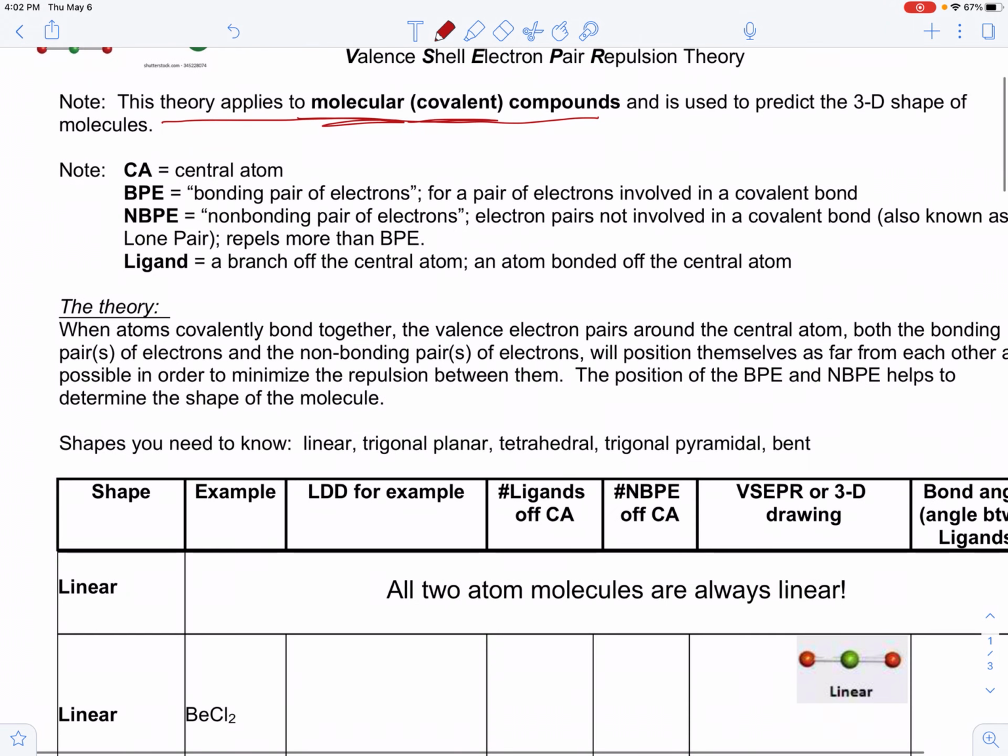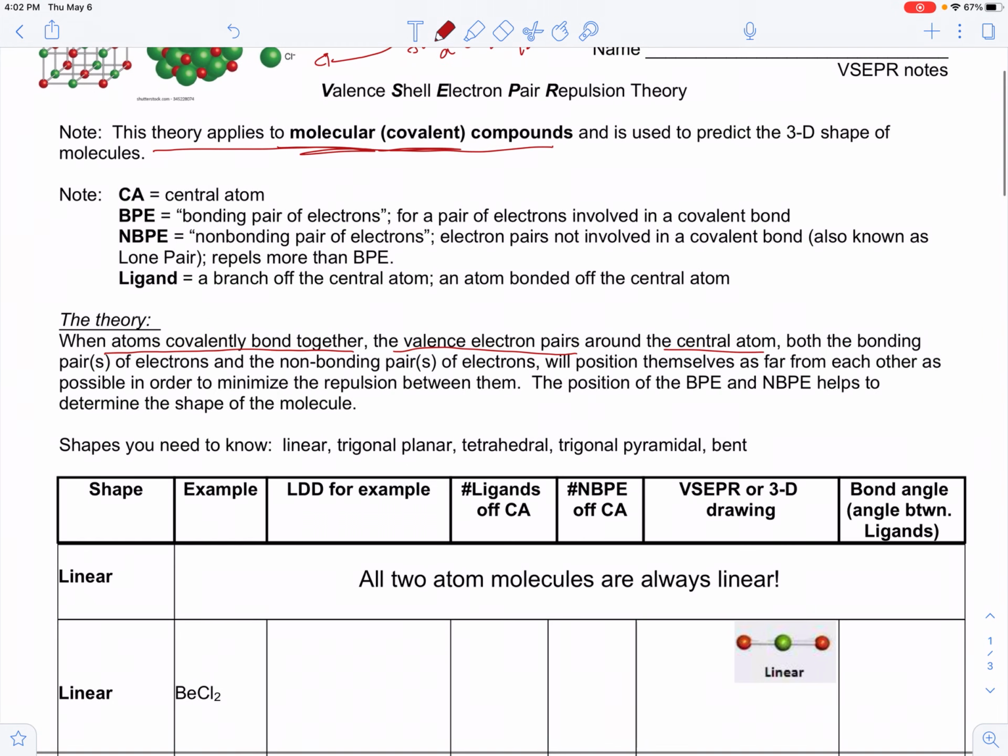Now, the idea is that when atoms are covalently bonded together, the valence electrons around the central atom, both the bonding pairs of electrons and the non-bonding pairs of electrons, want to position themselves as far away from each other as possible, because basically all electrons, whether or not they're bonded or unbonded, are negatively charged. So negatively charged particles repel other negatively charged particles, and so that forces them to be as far away from each other as possible. So based off of the number of bonding pairs of electrons and non-bonding pairs of electrons, we can start to determine the shape of our molecules.